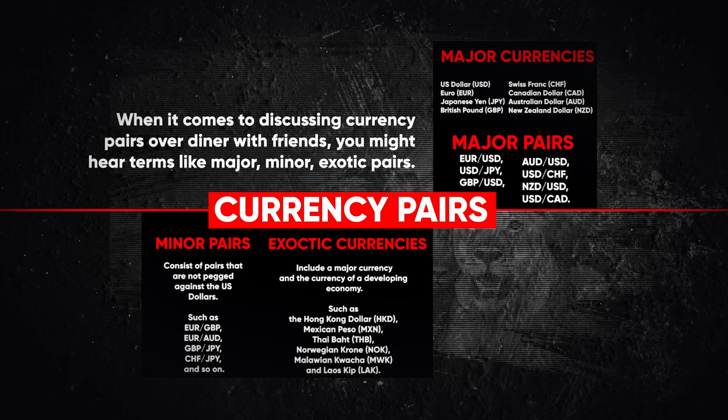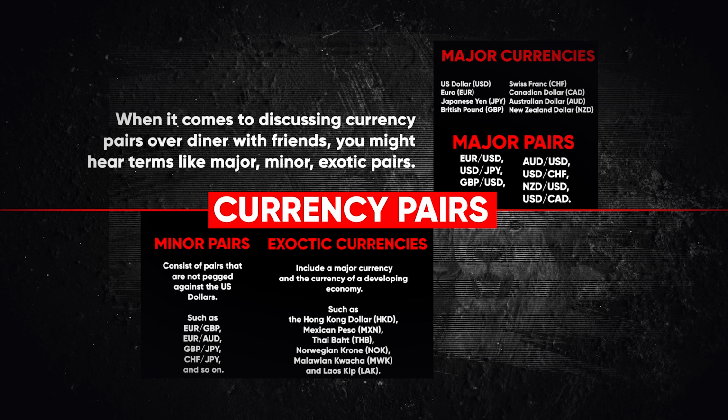When it comes to discussing currency pairs over dinner with friends, you might hear terms like major, minor, and exotic pairs. Such pairs are termed that way for a reason. So first, let's start with understanding what the major currencies in the world are. The major currencies are the US dollar, euro, Japanese yen, British pound, Swiss franc, Canadian dollar, Australian dollar, and New Zealand dollar.